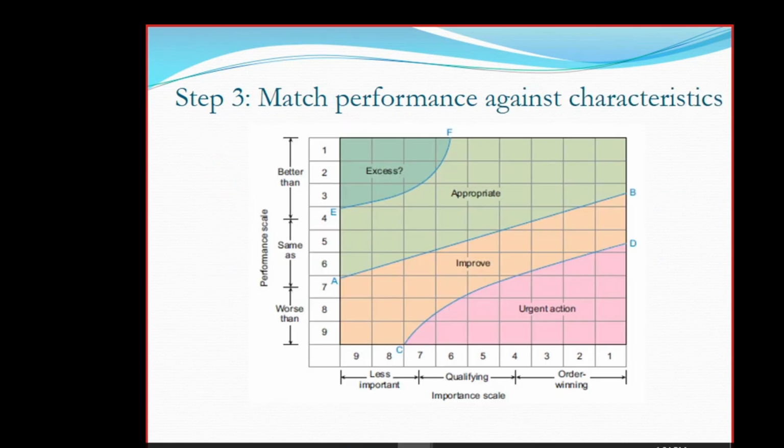For example, in the excess zone, you need to lower your performance a little bit. It's not needed, so you could lower here. You do whatever you are doing in the appropriate zone. You try to improve in the orange zone, and in the pink zone, there is an urgent action, something that needs to be done very urgently.